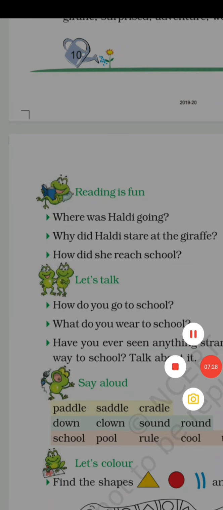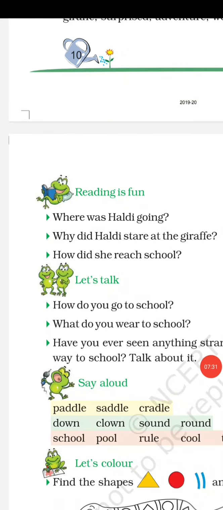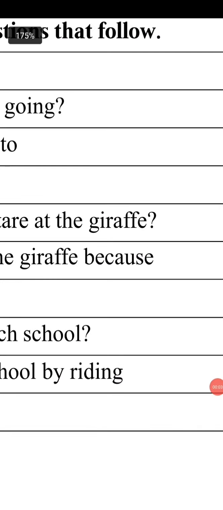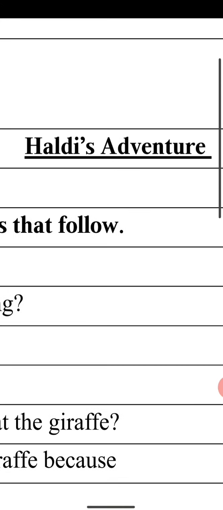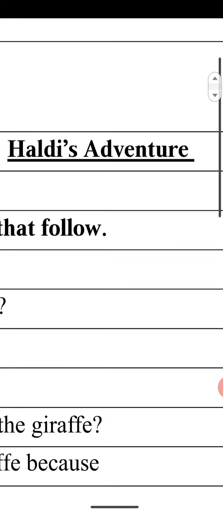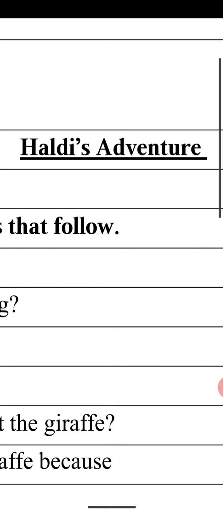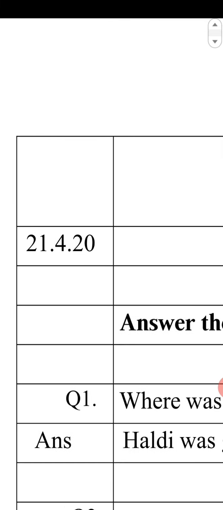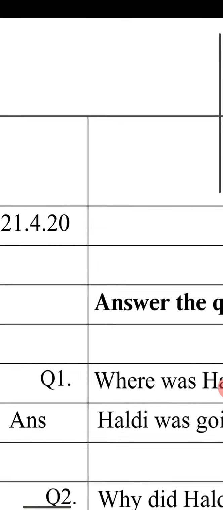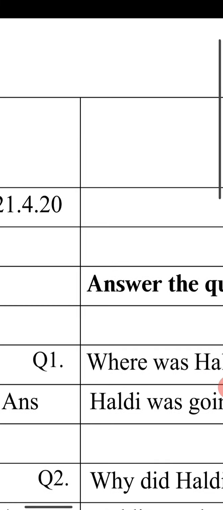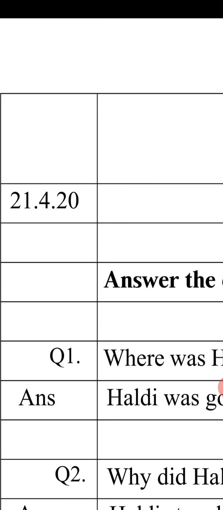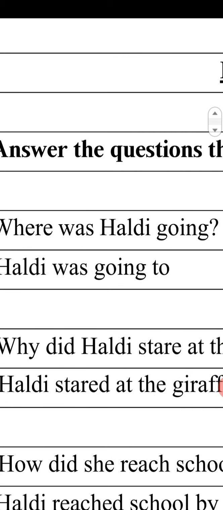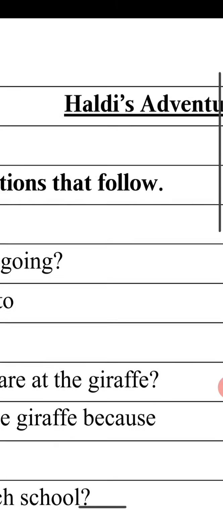Okay, now we shall go back to the question answers. Now, children, this is the question answers. You will write Haldi's adventure on the top, underline it, and then you should write the date, but not 21/4. You will write 22/4/20. Not 21/4, 22/4/20. Then you will write the second line, answer the questions that follow.